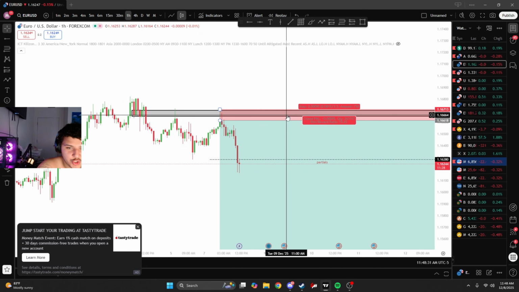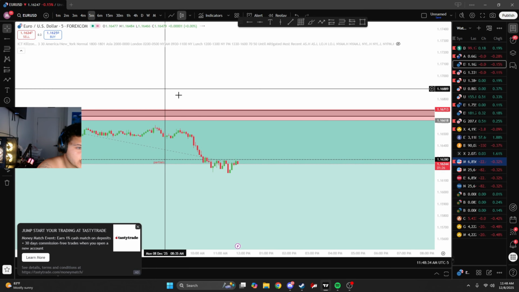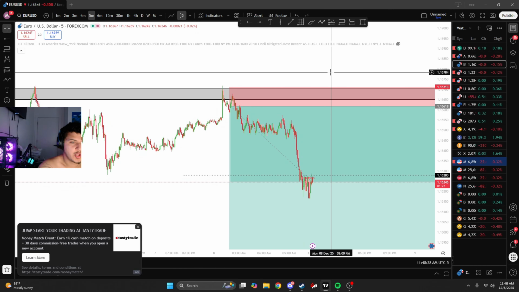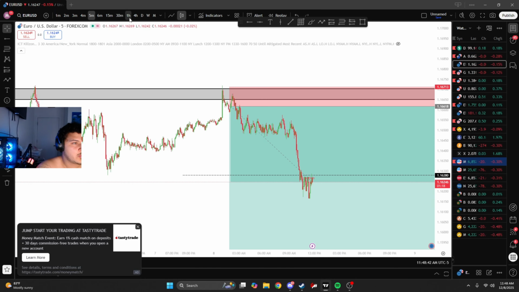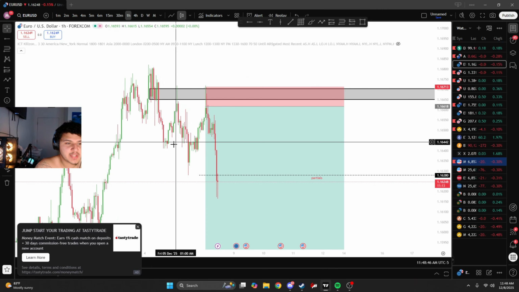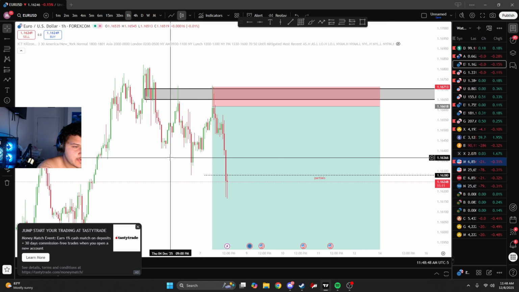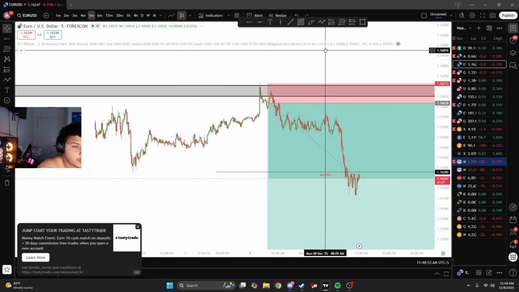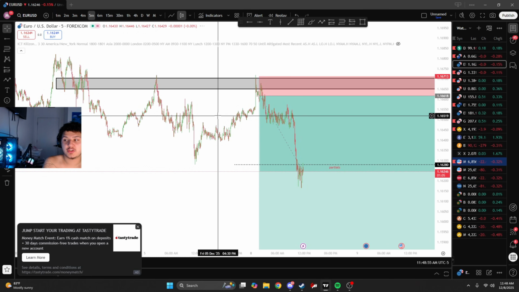I'll just put an alert here, go on the lower time frame, and what I'm looking for in the lower time frame is a lower time frame break of structure to the downside. Because what's gonna happen, and this is why people get faked out so much: on the higher time frame, we're bearish. Higher time frame, we're bearish. Lower time frame, we're bullish. What are you gonna follow? Higher time frame or lower time frame?